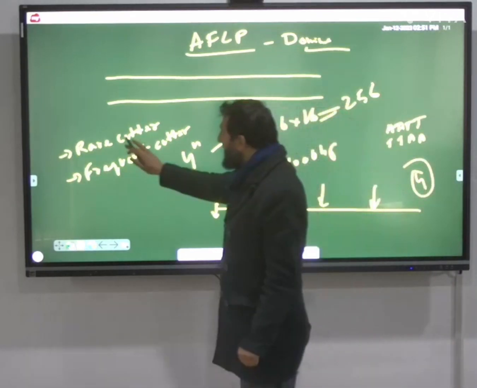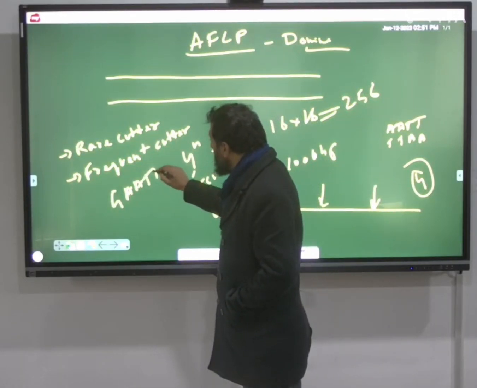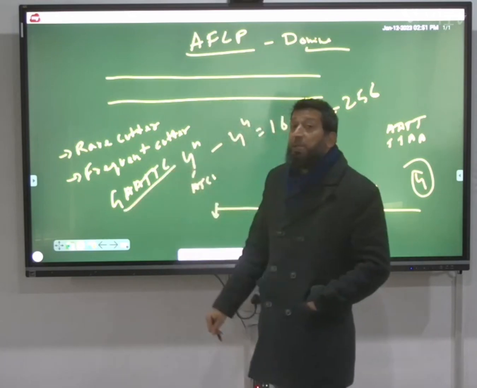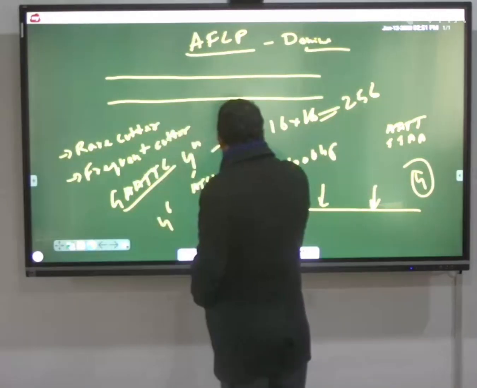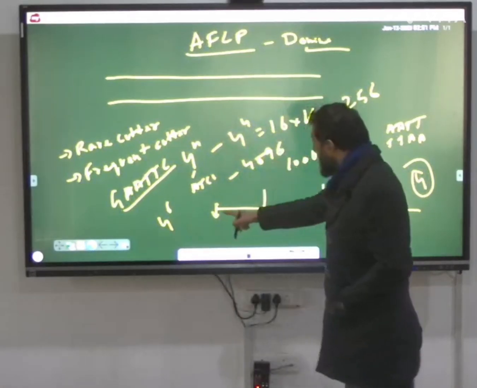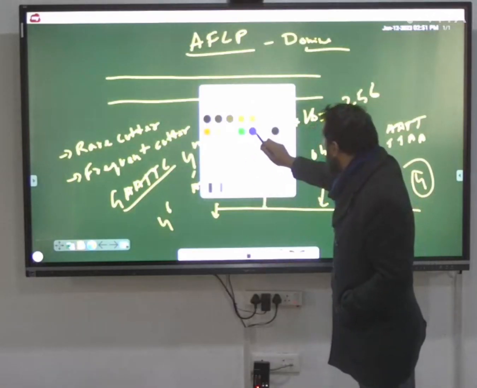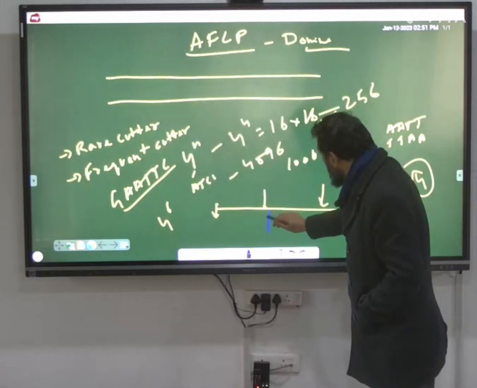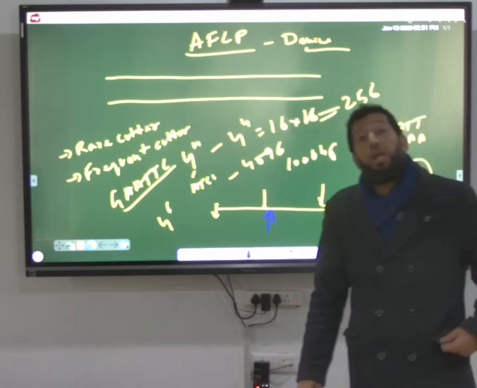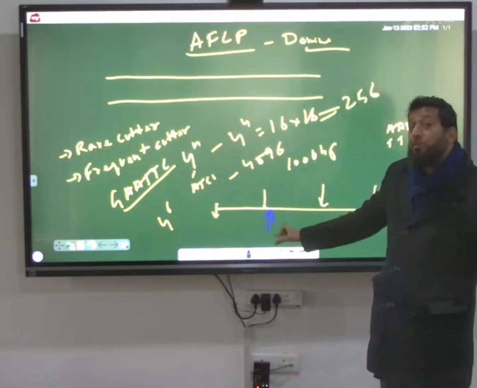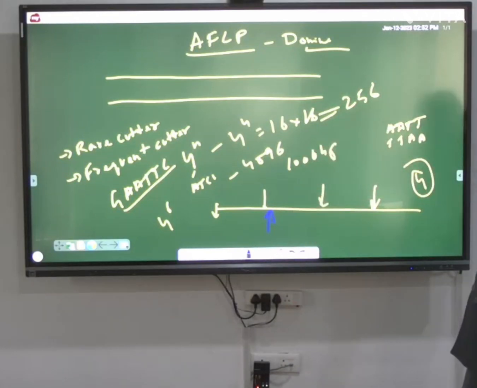Now, for example, you have a rare cutter. For example, GAATTC. So this has a 6 base pair recognition. So this will be 4 to the power 6, 4096. So in this fragment, if it cuts here, it will not be able to cut again in that DNA, because now its probability of having the same restriction sequence in this DNA of 1000 base pairs will come after 4096 base pairs.